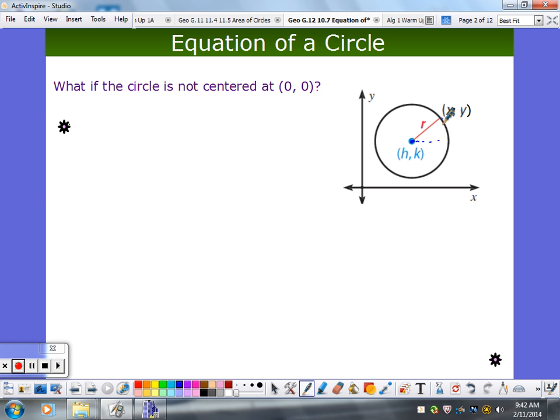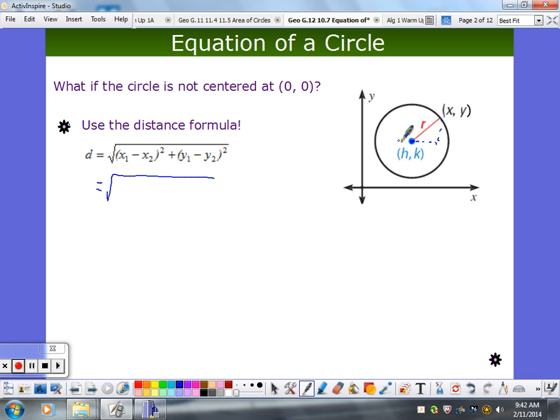So, we can draw the Pythagorean theorem again. Draw that triangle. So let's use that distance formula between here and here, right? So the distance from here to here is the square root of x1 minus x2 squared plus y1 minus y2 squared. So what do I have here? I'm going to go with x minus h squared plus y minus k squared. That's my distance, right? And if that's d, but that's also r.